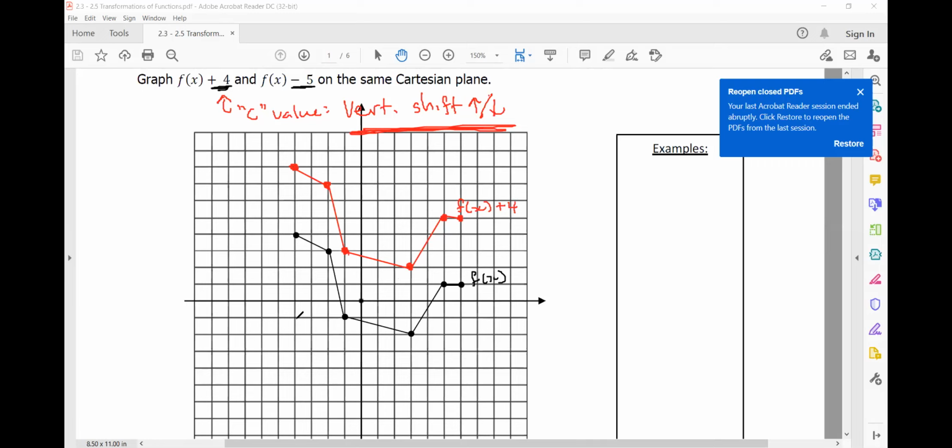The y value is now 1, 2, 3, 4, 5. And then here, and then here, and then here. Any questions so far?